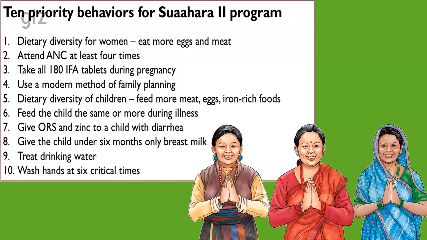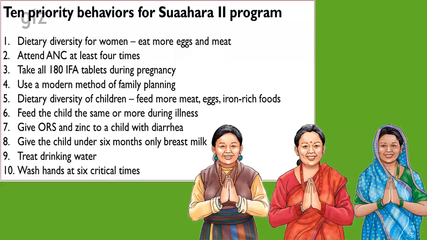In consequence, what Suahara decided to do is essentially to keep it as simple as possible. They've come up with 10 key behaviors, and these are the messages promoted with the population. Dietary diversity for women, particularly eating more eggs and meat; attending ANC at least 4 times; taking all 180 iron folic acid tablets during pregnancy; using a modern form of family planning; dietary diversity for children, particularly focused around more animal source foods and iron rich foods, because our research from previous projects had shown that that was a problem.